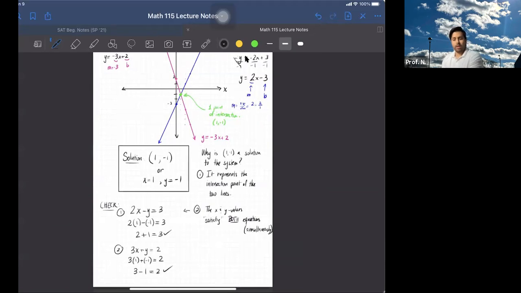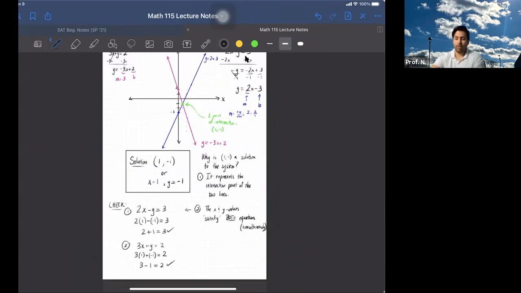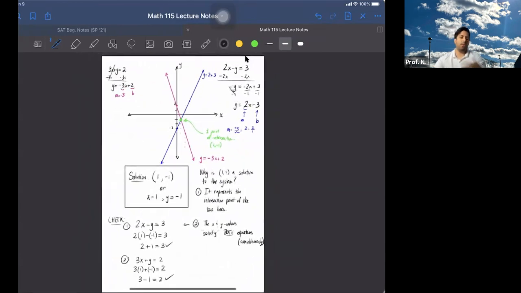Do we agree or disagree, or is this clear? So do you understand that we're just applying what we already have been doing, which is graphing lines? Now we're just graphing two of them. And after we graph two of them, what do we do? Find the point of intersection, if there is any.